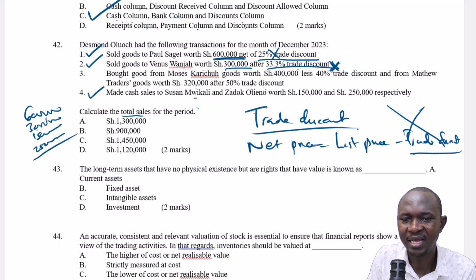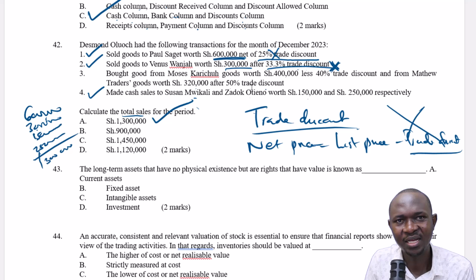So this is 900 plus 400, 1.3. So check, do you have 1.3? We have it here. So that is it. We're done. So this is the correct answer, A.